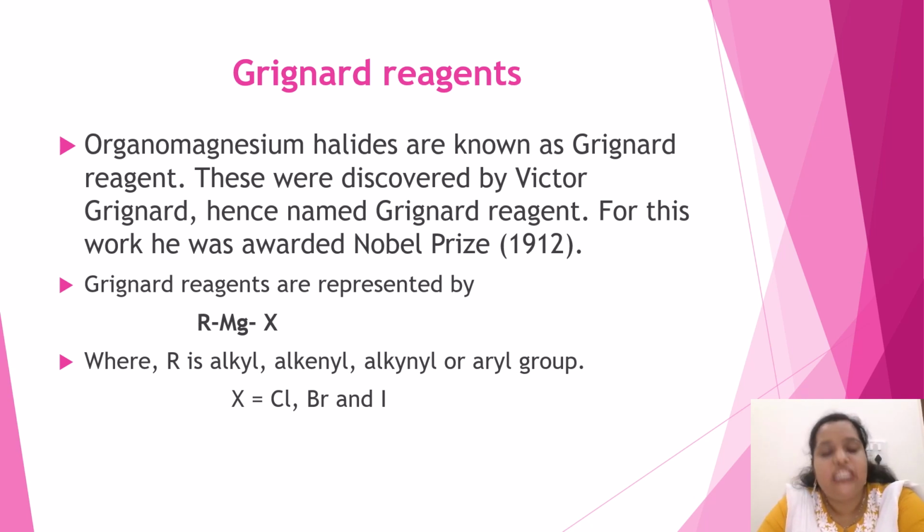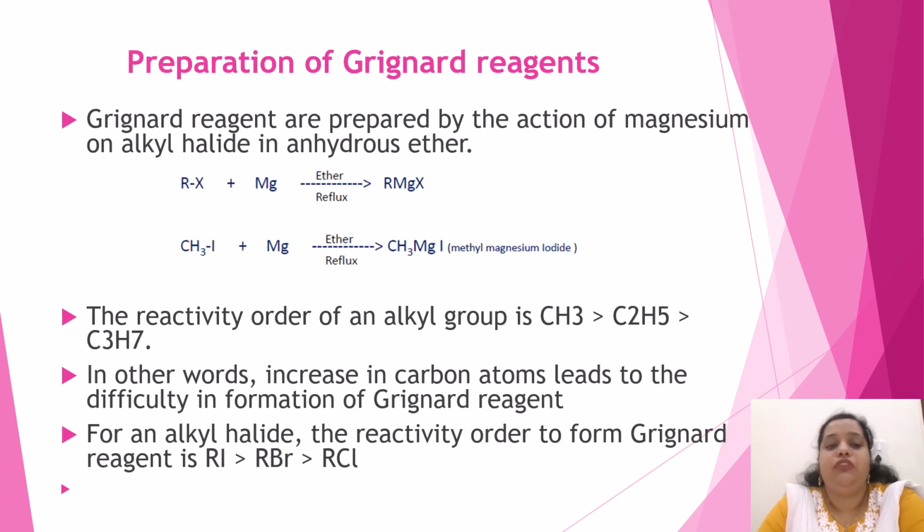So here, the representation is RMgX, where R can be an alkyl, alkenyl, or aryl group, and the halide can be chlorine, bromine, or iodine. Now, preparation: a Grignard reagent can be prepared by the action of magnesium on an alkyl halide in the presence of anhydrous ether.